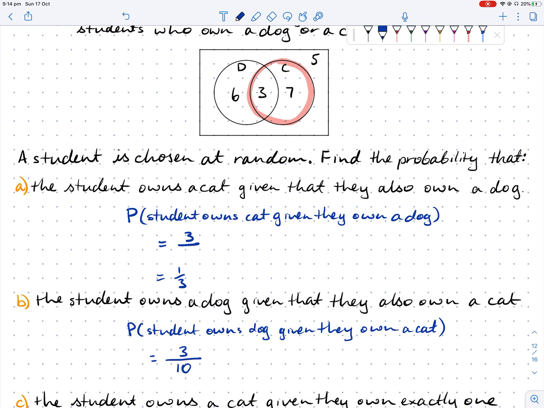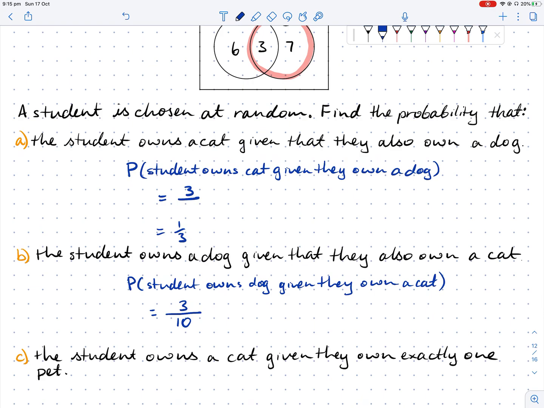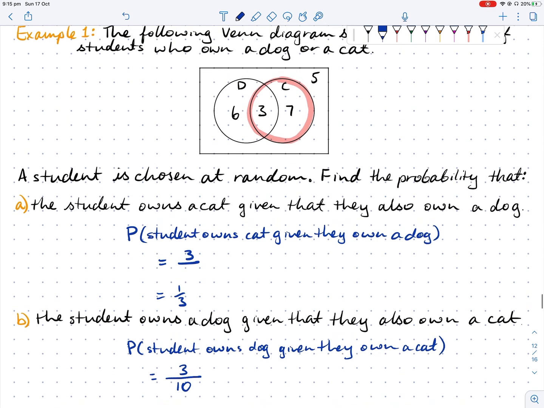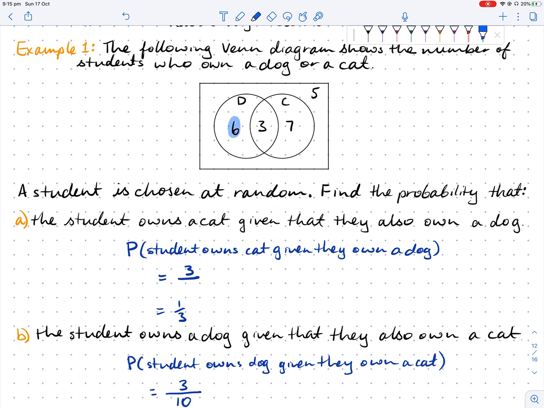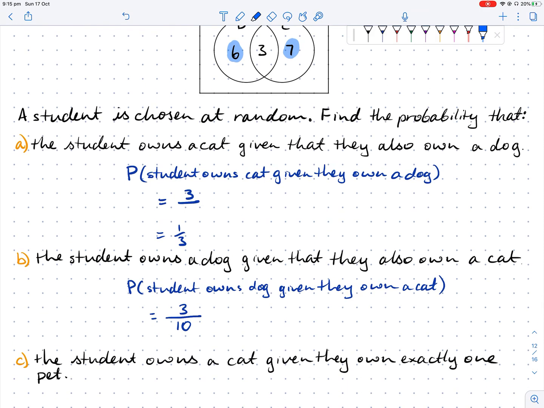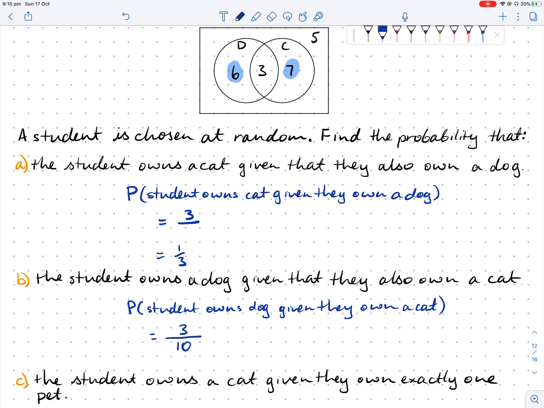So you can see you have to be very careful with the terminology, making sure that you have the right numbers in your calculation. And the last one, what is the probability the student owns a cat given they own exactly 1 pet? When we're looking at this diagram, we need to make sure we pick and choose what numbers we're going to be using. If they own exactly 1 pet, we're looking at the dogs only or the cats only, and of those people, what is the probability that we have a cat? You can see we've got 13 people altogether, and 7 of them own a cat.